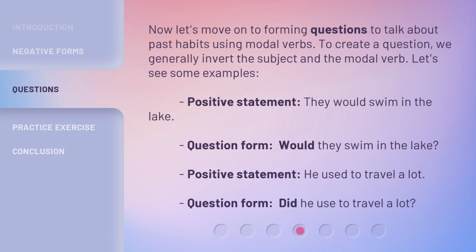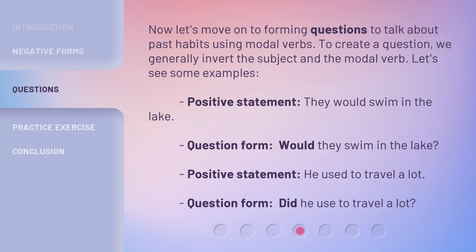Now let's move on to forming questions to talk about past habits using modal verbs. To create a question, we generally invert the subject and the modal verb. Let's see some examples. Positive statement: they would swim in the lake. Question form: would they swim in the lake?